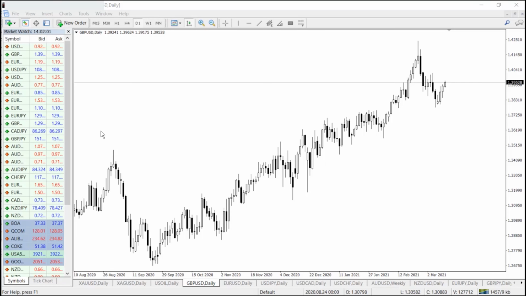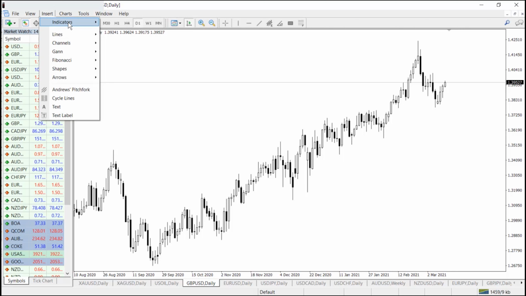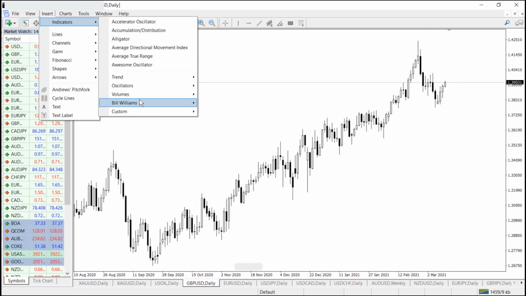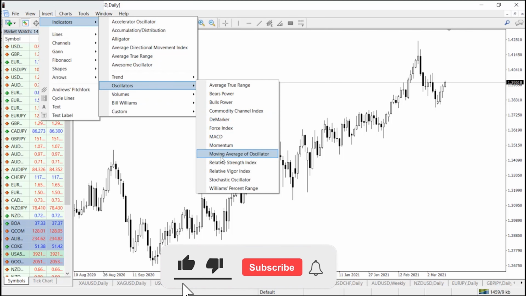Welcome, traders. Today you will learn how to use the Relative Strength Index indicator to initiate buy and sell setup trade opportunities in the financial market.